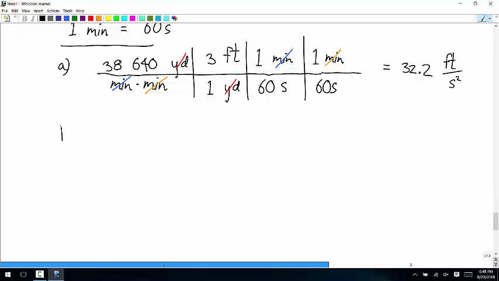Okay, so part B. Now we want to convert to meters per second squared. We could use either of these two as a starting point. Might as well use the 32.2 feet per second squared. So we have 32.2 feet, and we're not going to convert seconds, but I'm just going to write it as seconds times seconds anyways.